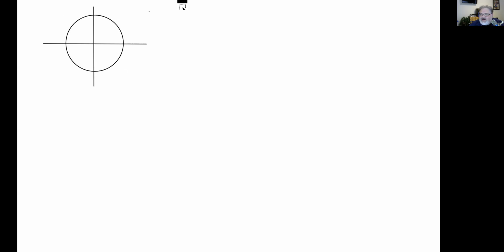So instead of defining our trig functions based on those triangles, we're going to define them on angles as they go around in an XY coordinate system. And we're going to need a circle to help us do that.